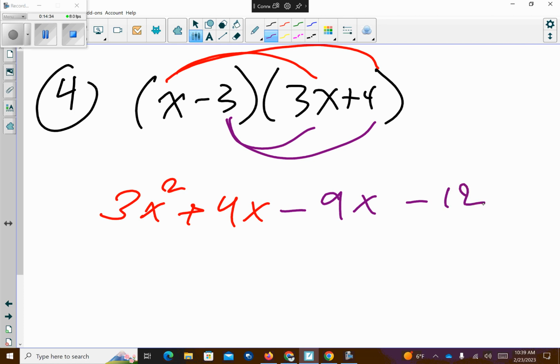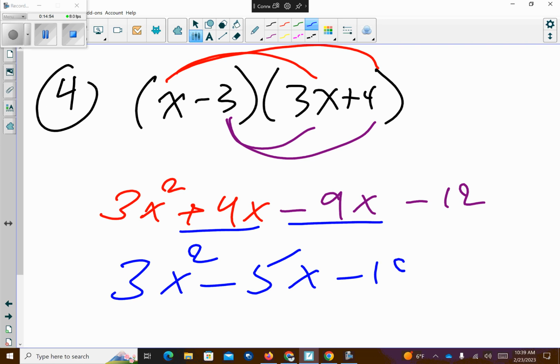Now, some of you left your answer like this. Friends, these are like terms. They have the same exponent, same letter. So 4 minus 9 is negative 5. So you have 3x squared is the first part of the answer. Nothing happened to that. Minus 5x minus 12. Cool. That's a 12, right?